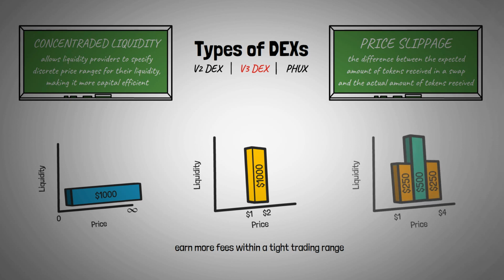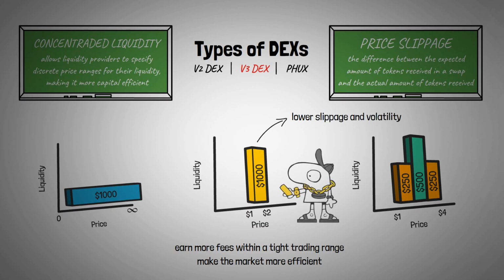Multiple positions can also overlap, increasing the liquidity in those ranges and making the market more efficient. Higher liquidity at specific price ranges results in lower slippage and volatility because more money is needed to move the price.